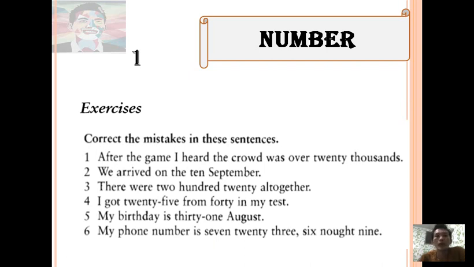Okay, here. Try to complete your exercise. For your exercise, I provided 6 numbers, and please repeat again if you still do not understand. Okay, move on.